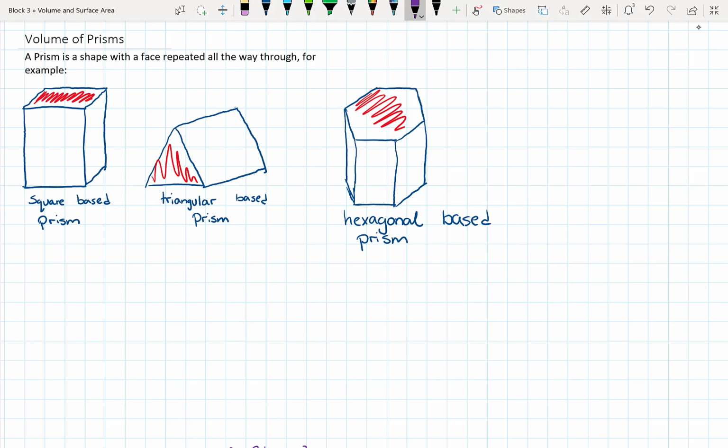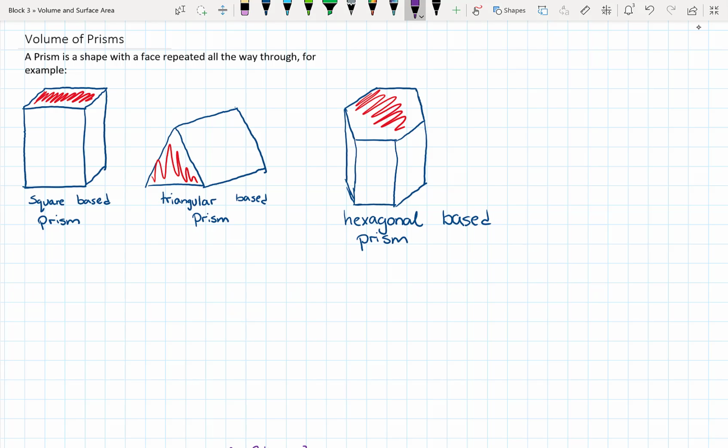Okay, so here we are looking to find the volume of a prism. First of all, you need to think about what a prism is. Well, a prism is just a shape that has a face repeated all the way through it. So we're looking at different three-dimensional shapes that have this same repeated shape all the way through. A couple of picture examples there: we've got a square-based prism, a triangular-based prism, a hexagonal-based prism.